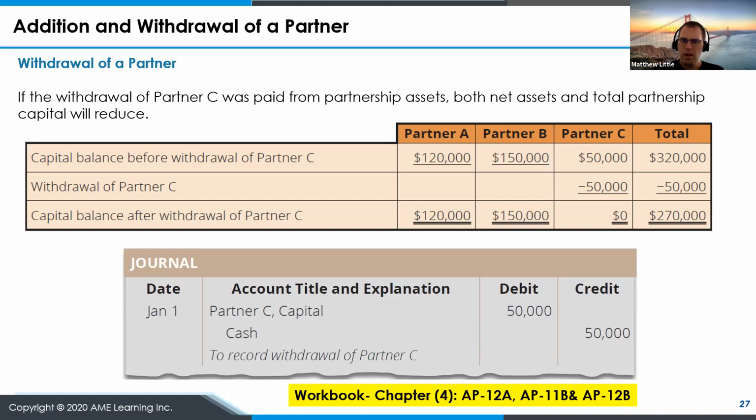Another situation is where partner C was paid from partnership assets. Maybe they took out some actual long-term assets or maybe some cash, whatever that might be. We'll assume cash in this example. So partner C, which shows that we reduced their capital by 50 grand. They pulled out and they were given cash from the partnership accounts. So in this situation, the capital or the equity section of the business reduces. And the journal entry accordingly would be a debit to partner C capital and a credit to cash because the cash actually reduced from the partnership assets.